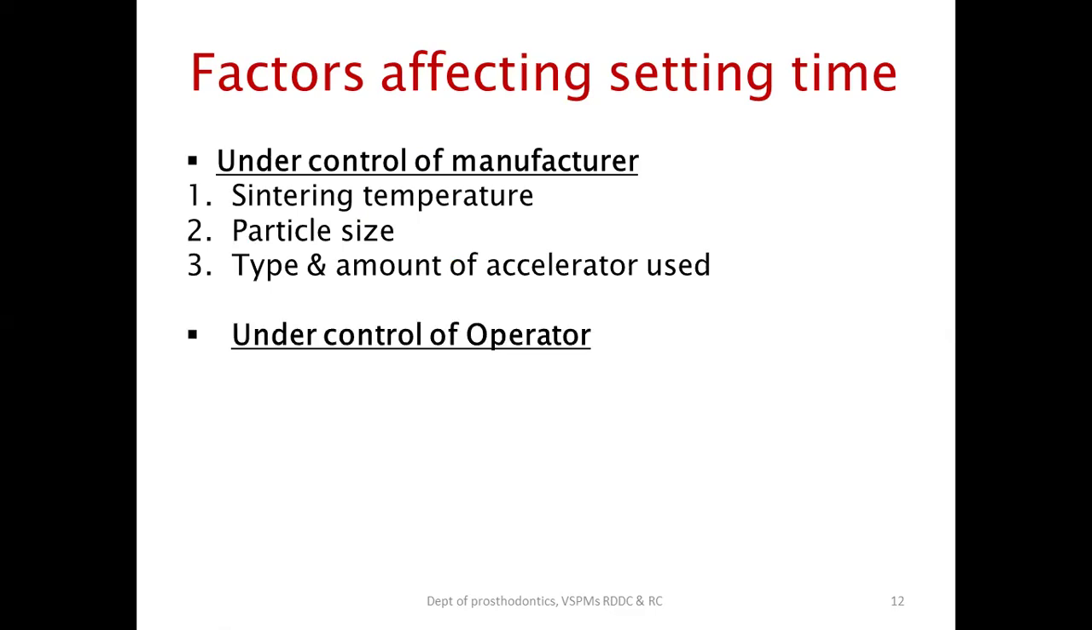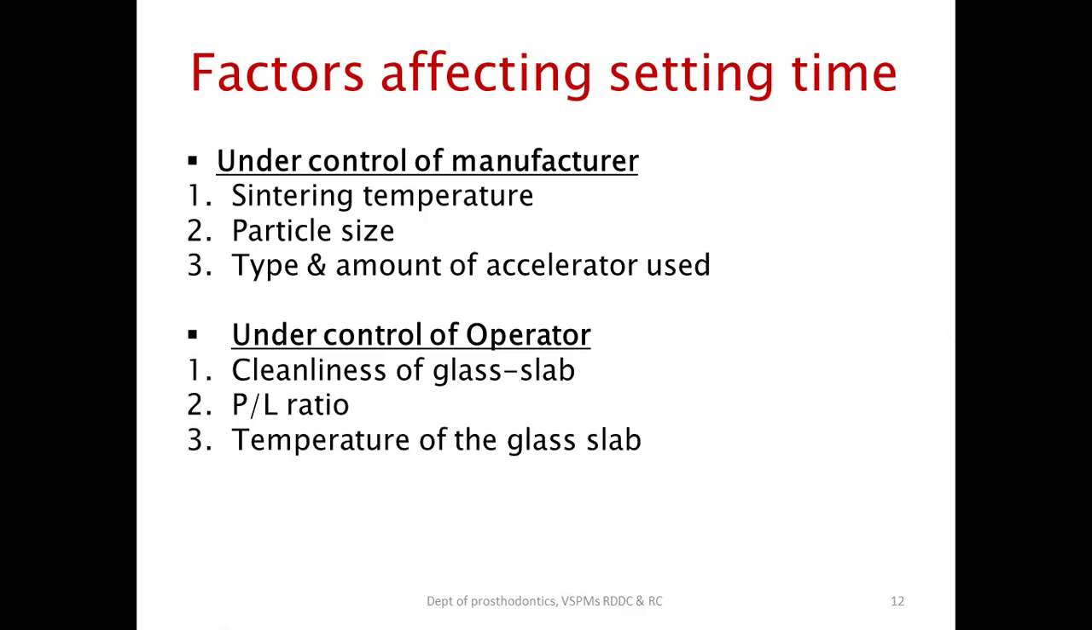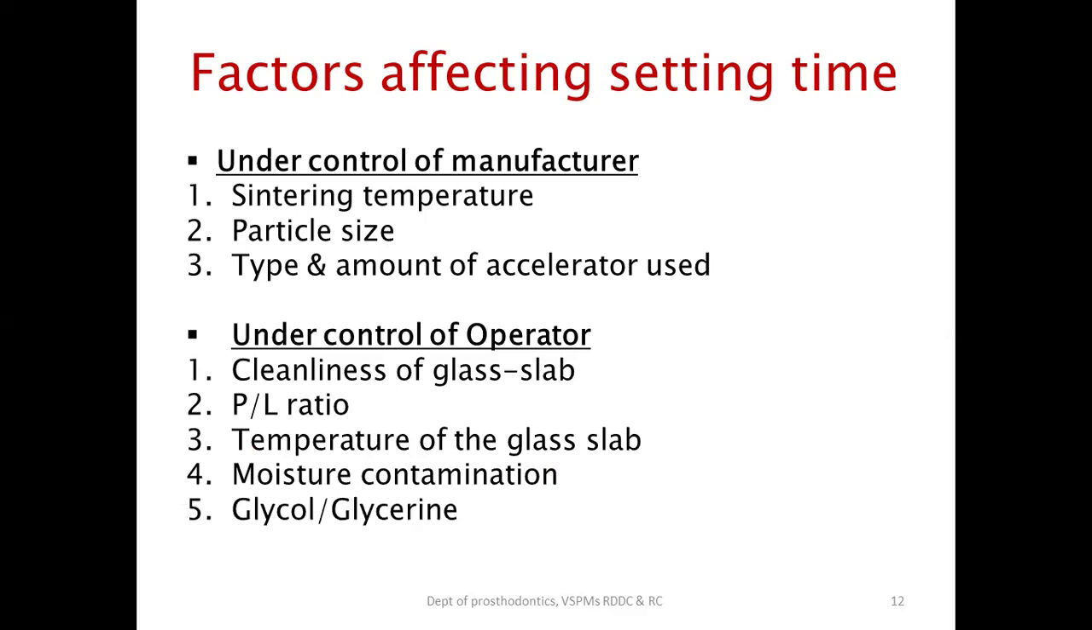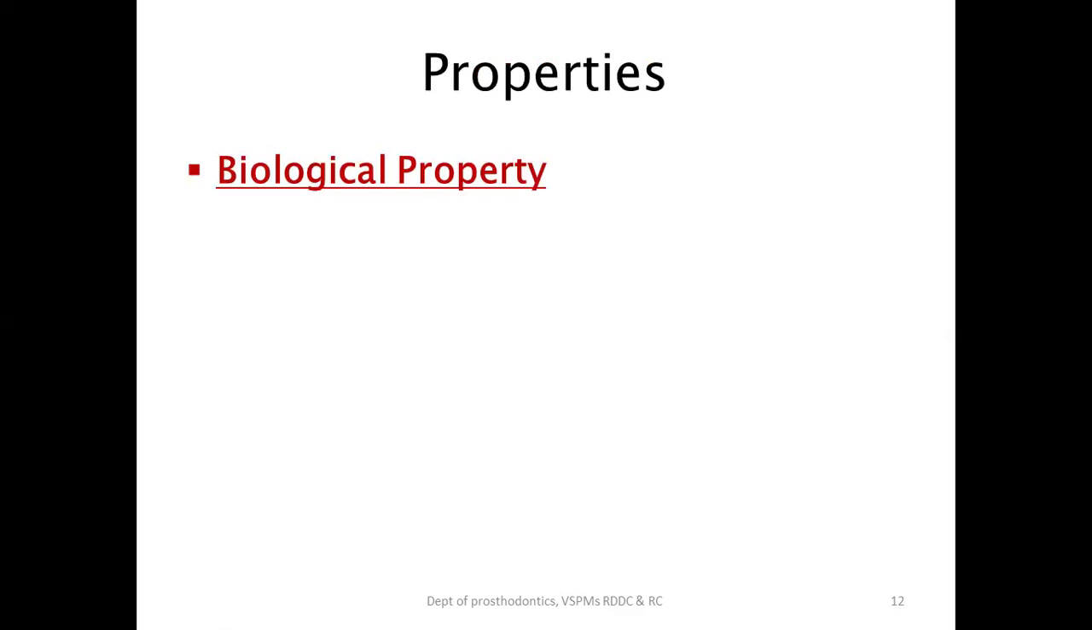Now, what are the factors which are under the control of the operator? One that is in our hand is the cleanliness of the glass slab, then the powder liquid ratio. If the powder liquid ratio is high, it causes a decrease in the setting time. A lower powder liquid ratio causes an increase in the setting time. Then there is changing the temperature of the glass slab. If you cool down the glass slab, it will increase the setting time, and if you warm the glass slab, it will decrease the setting time. Now, what will happen if you have moisture contamination? Moisture contamination will decrease the setting time, and in the same way glycerin will again act as an accelerator and decrease the setting time. So, these are all the factors that affect the setting time.